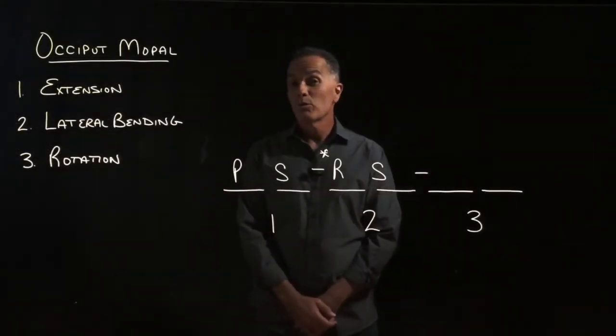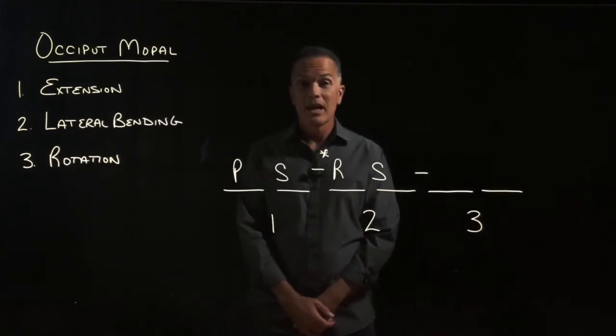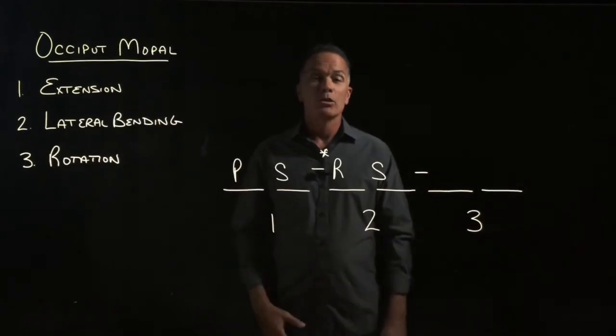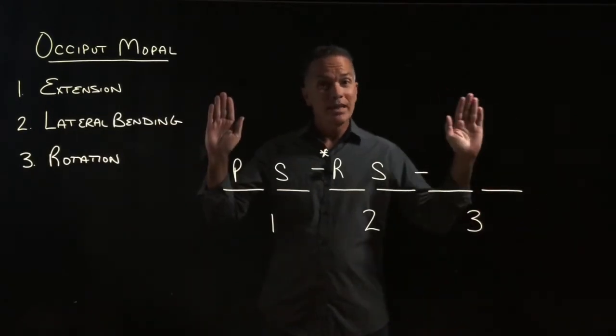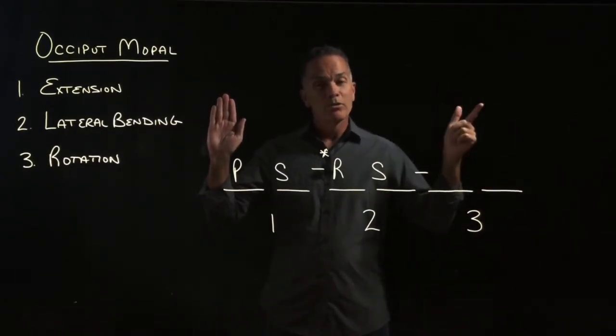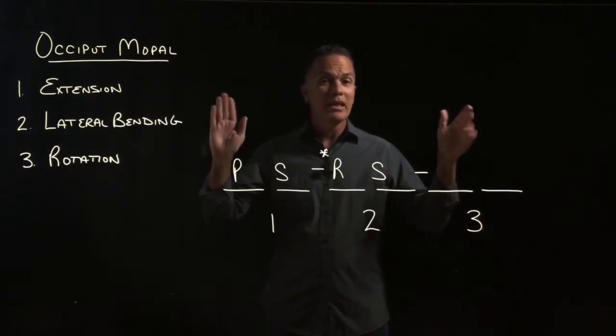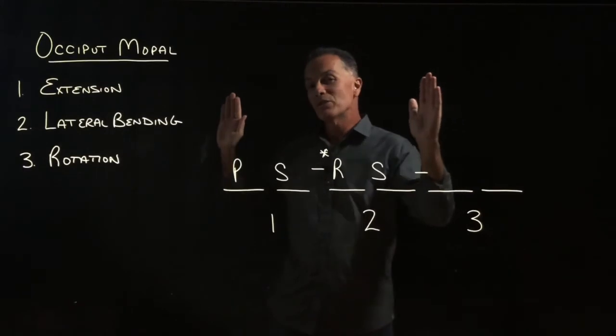Let's say there's no rotation fixation on the right-hand side. Remember, with rotation, we always check it bilaterally. So we're going to go ahead and check it on the left-hand side. We're going to place one finger on the mastoid, one finger on the atlas TP, and rotate the patient's head to the right.